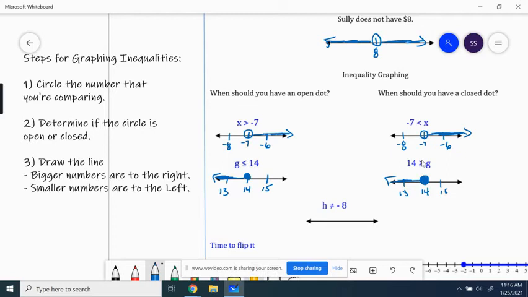And let's see, H is not equal to -8. That's pretty much what we did up here. So I'll save the time there.